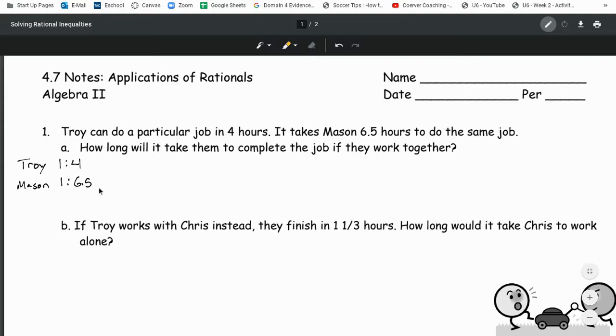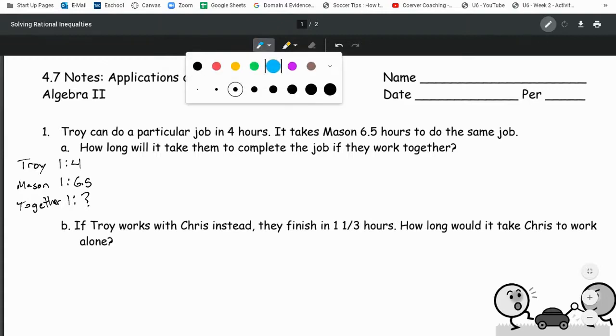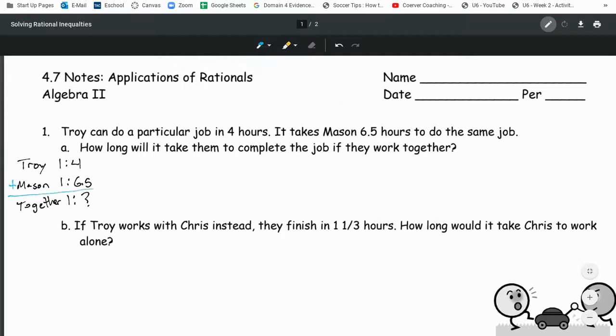And so I've organized my data over here, and then it wants us to know how long it will take them to complete the job if they work together. So I'm just going to write together down here, and we want that one job in I don't know how much time. That's what we're trying to figure out. So essentially, we have Troy, we have Mason. If we take how long it takes Troy to do that job and we add it to how long it takes Mason to do that job, then we should equal how long it takes them to do this together.